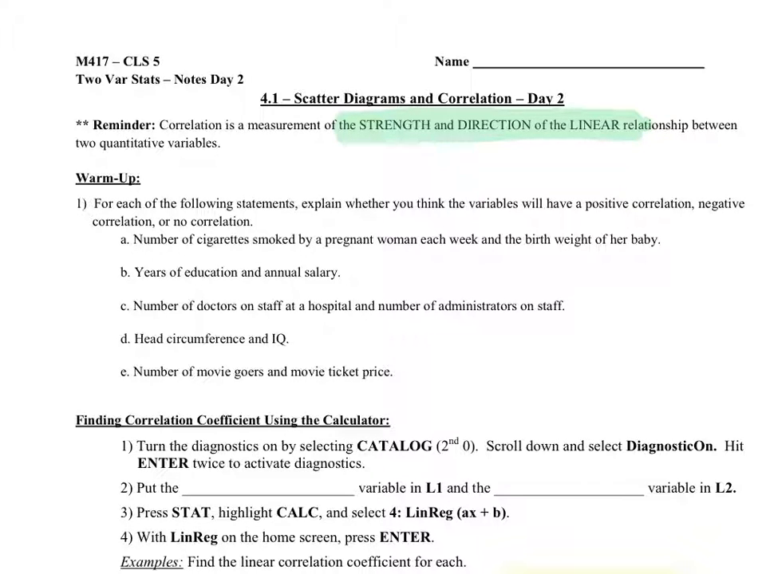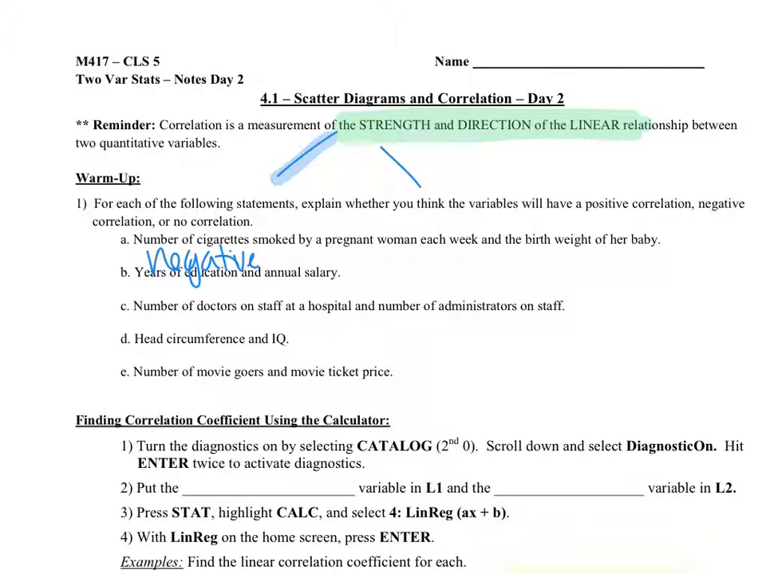In example number 1, A, it says number of cigarettes smoked by a pregnant woman each week and the birth weight of her baby. So you want to figure out if it's a positive or negative correlation. Positive is this direction, negative is this direction. As the number of cigarettes smoked by a pregnant woman increases, what does the birth weight of her baby do? That would be decreases. So this would be a negative correlation.